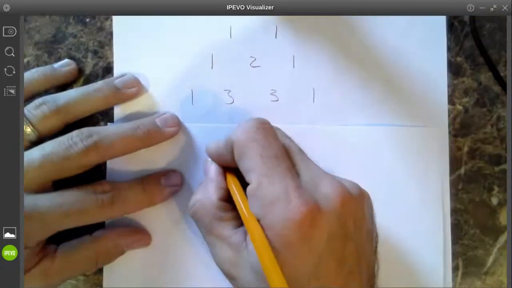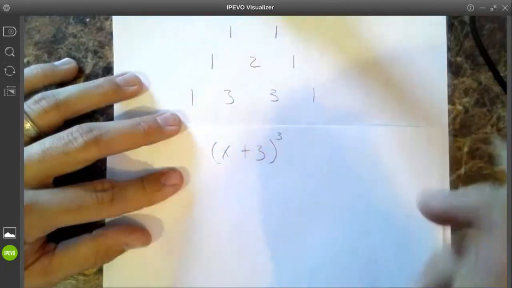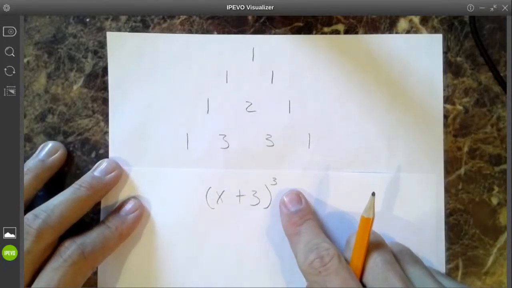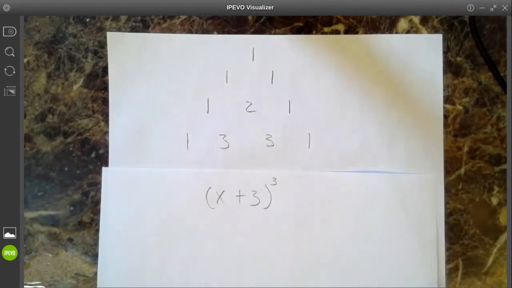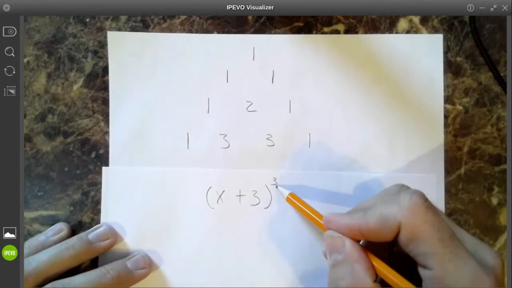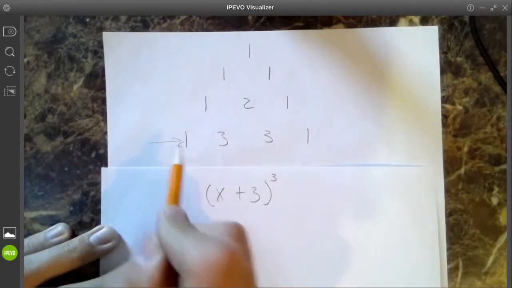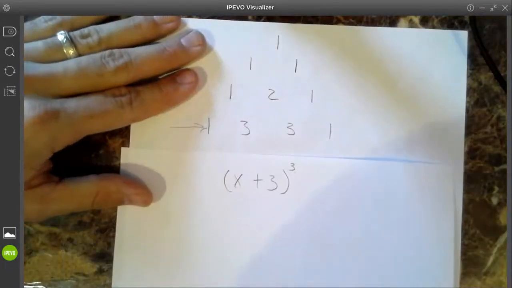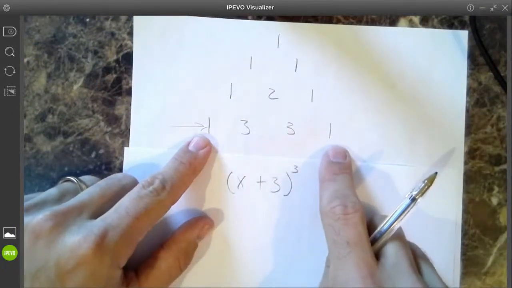So we have x plus 3 to the third power. The way you can use Pascal's triangle to work something like this out rather simply, and this is the way I want you to do it when you're showing me your work, you're going to go down to the third row of Pascal's triangle, the one that starts with a 3 right here. And you're going to use these numbers as your coefficients. Now, if it's a 1, you really don't even have to write it.